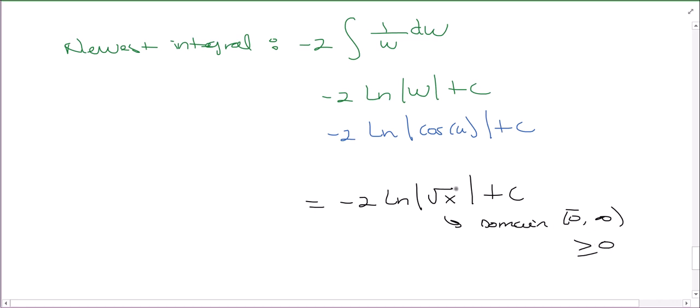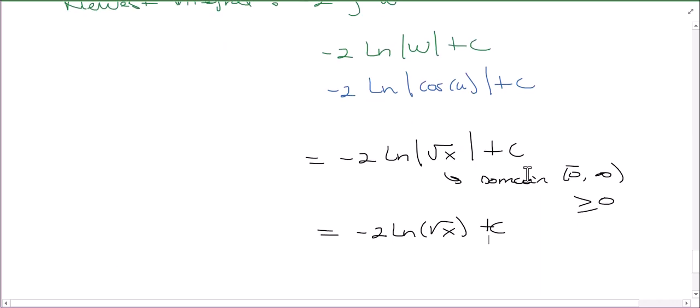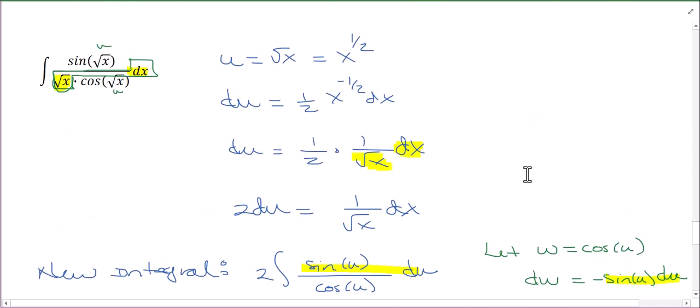So now I can get rid of my absolute values then. So this will be minus 2 natural log of just the square root of x. Since, by nature of the square root of x, the x has to be positive, now I don't need the absolute values in there. Hopefully that makes sense. So that's one way of doing this problem.